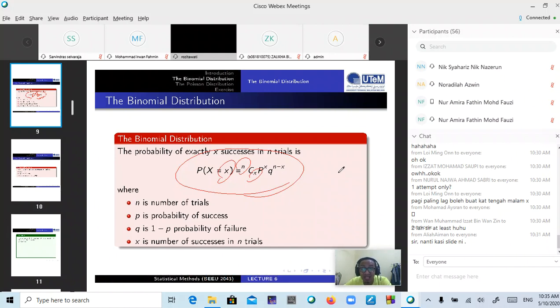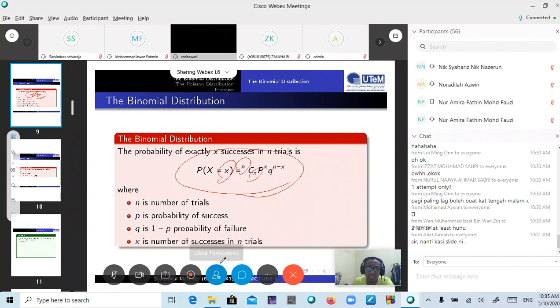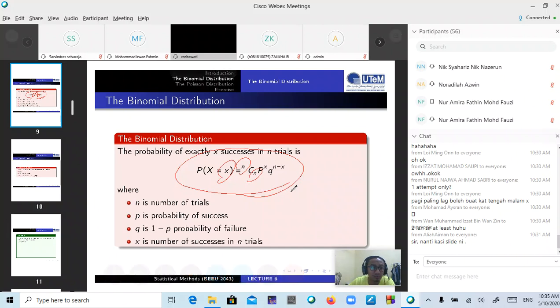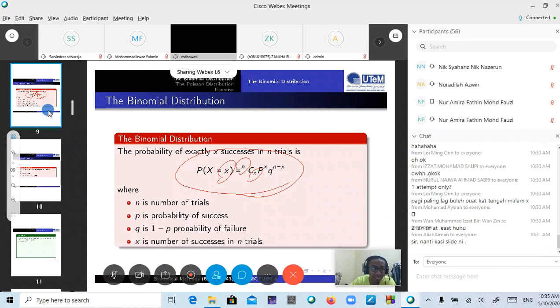When the value of x is not in your table, you need to use the formula, because not all values of x will be in the binomial table. If it is not in the table, you must use the formula. But if it is in the table, it is better to use the table directly, because you do not need to calculate anything, just read it straightforwardly. If it is not there, you have to use this formula.